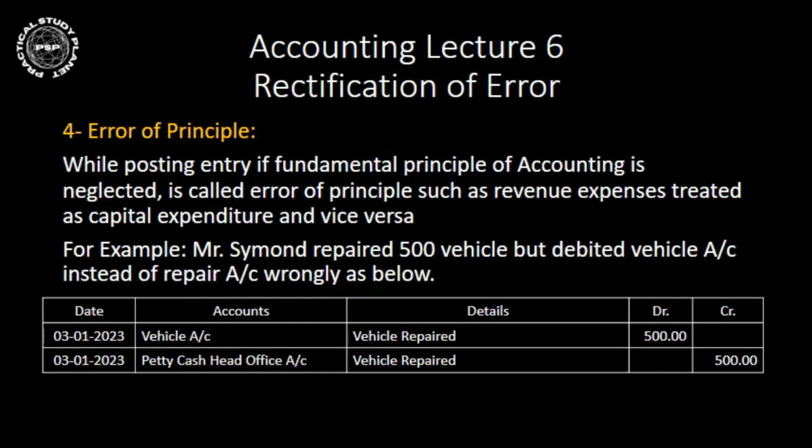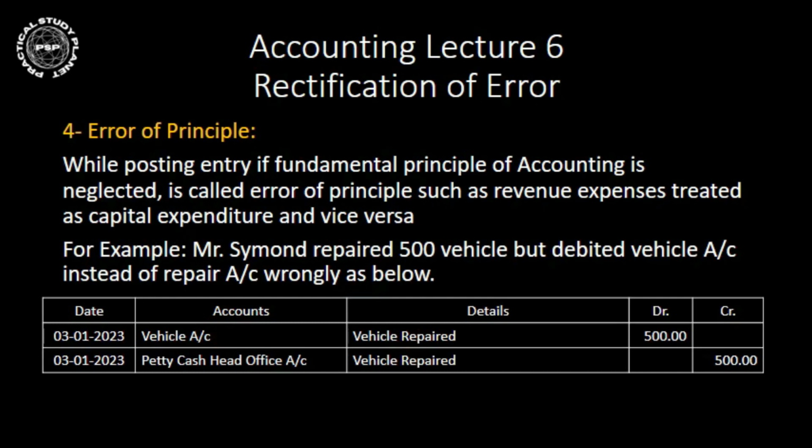Now the fourth error, the error of principle. While posting an entry, if a fundamental principle of accounting is neglected or ignored, it is called an error of principle. Such as revenue expenses treated as capital expenditure, or vice versa. Same, and maybe this is an example.